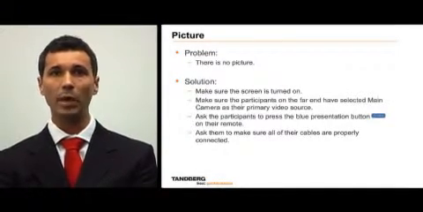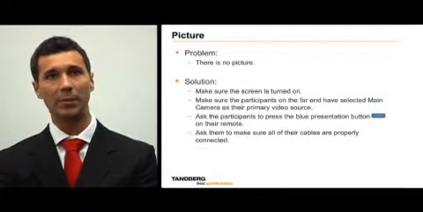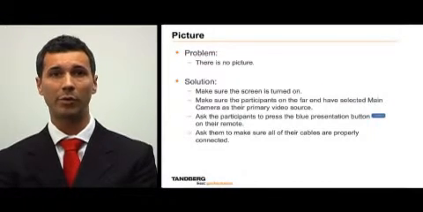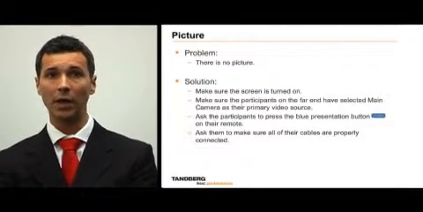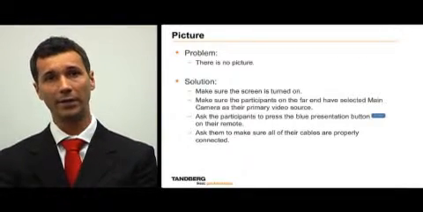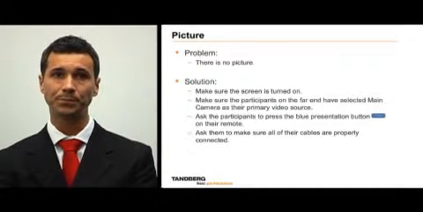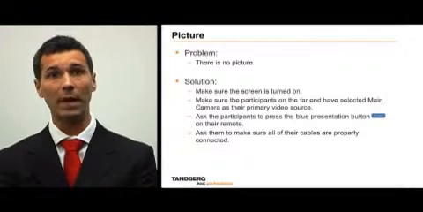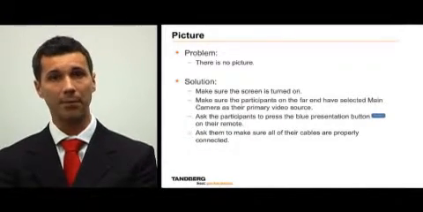Picture. When there is no picture, make sure the screen is turned on and the participants at the far end have selected main camera as their primary video source. If this doesn't solve the problem, ask the participants at the far end to press the blue presentation button on the remote control. Finally, ask the far end to make sure all of their cables are properly connected between their system and the camera.